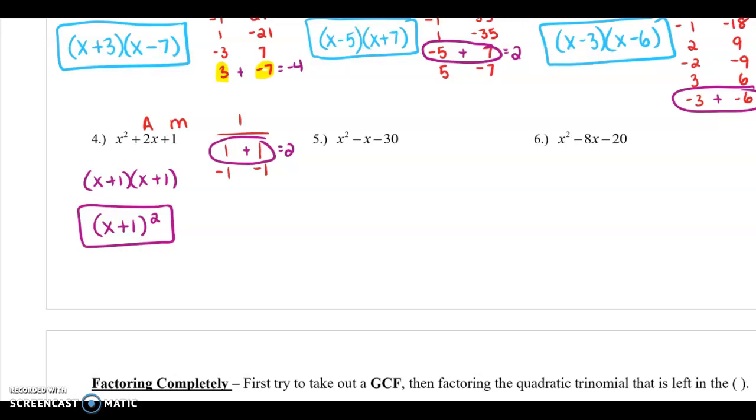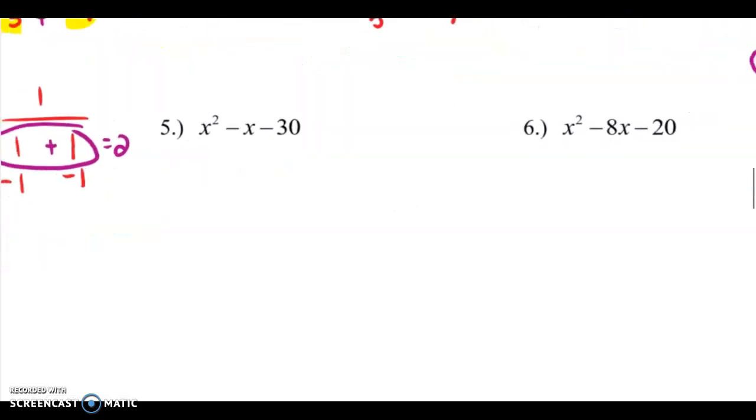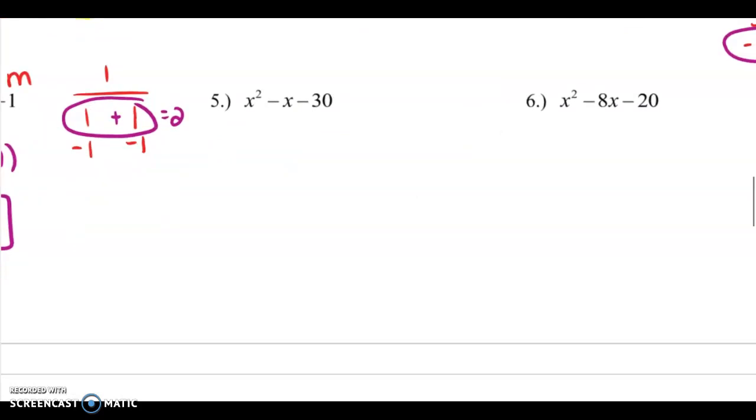If you write it broken up on your homework, not that big of a deal, just the answer key is going to have it written with an exponent. All right, next one, add, multiply. So I need two numbers that add to -1 and multiply to -30. So -30 is -30 and 1, or 30 and -1.